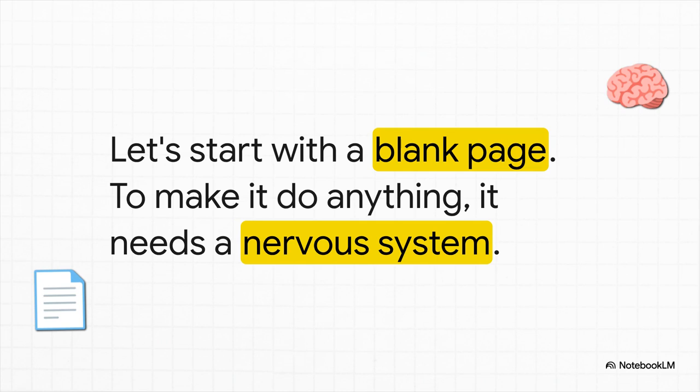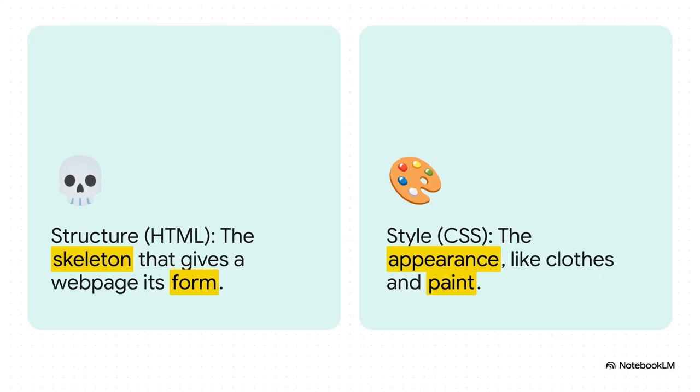So let's start at the very beginning, a blank page. To make it do anything at all, to make it come alive, it needs something like a nervous system. But before we get to the nerves, we've got to build the body. And that body is made of two things. First, you have HTML. That's the skeleton. It gives the page its basic shape. You know, the headings, the paragraphs, where the images go.